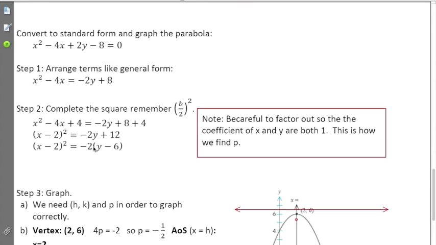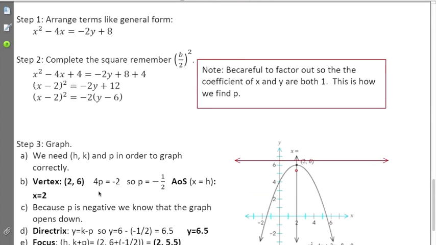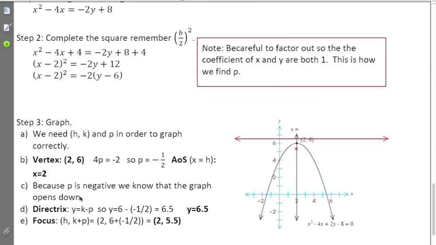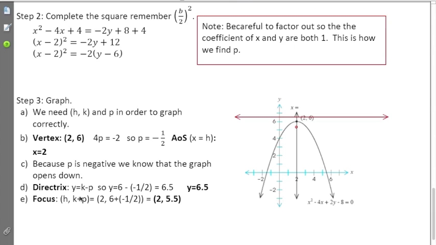I don't know p yet, so what I'm going to do, and you can see down here at the bottom, I've set my 4p equal to the number out in front, and that's what will always work. The 4p equals whatever value you have outside the non-squared term. So 4p equals negative 2. Of course, we divide by 4, and we get p equals negative 1/2. I went ahead and threw in the axis of symmetry, not that it's a necessary item, but let's take p and find my directrix and my focus.